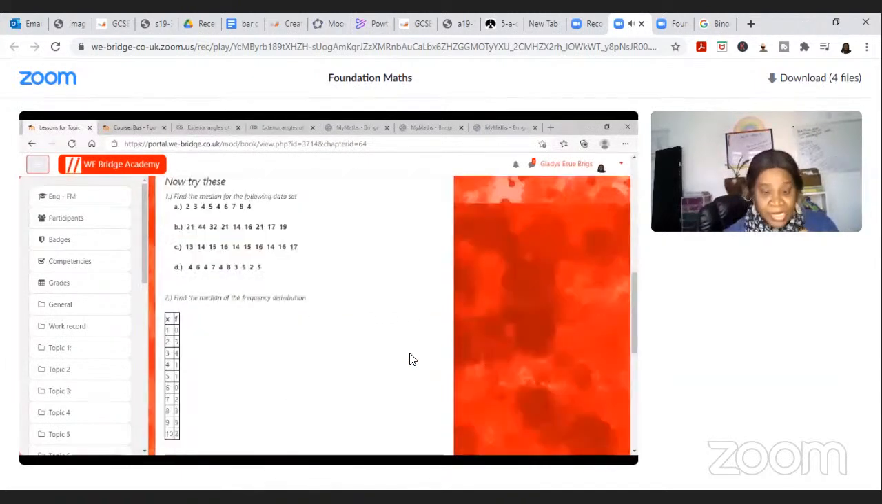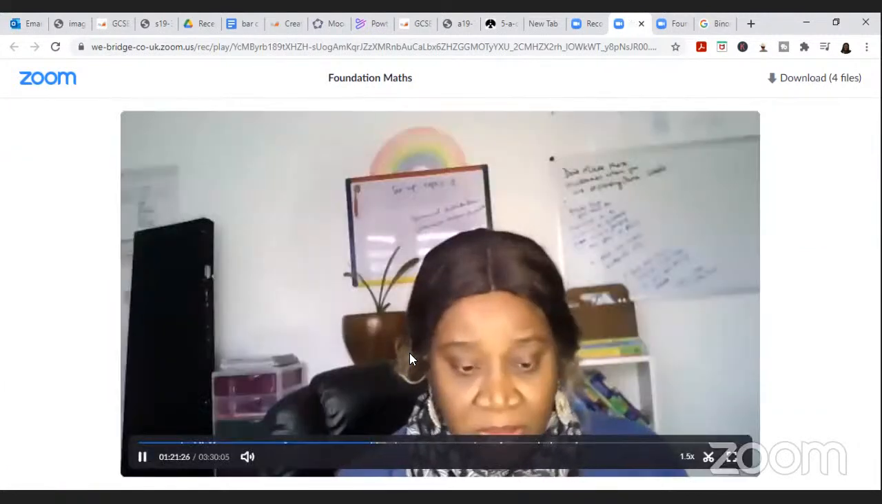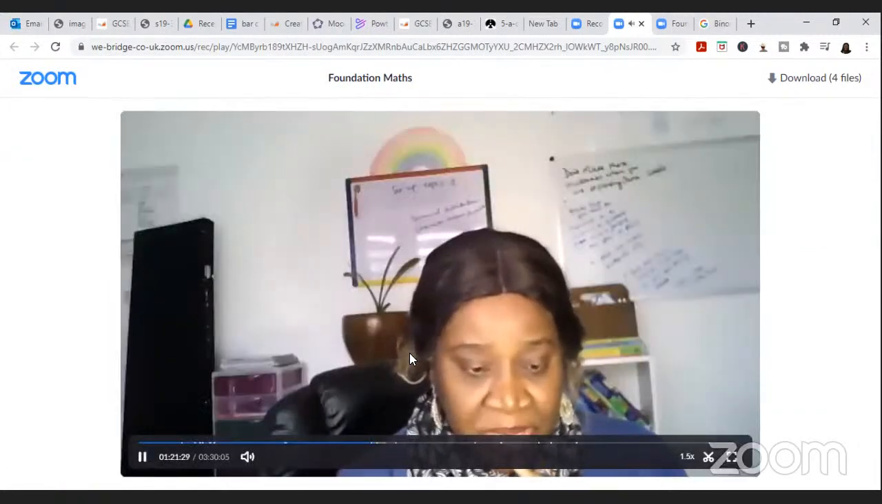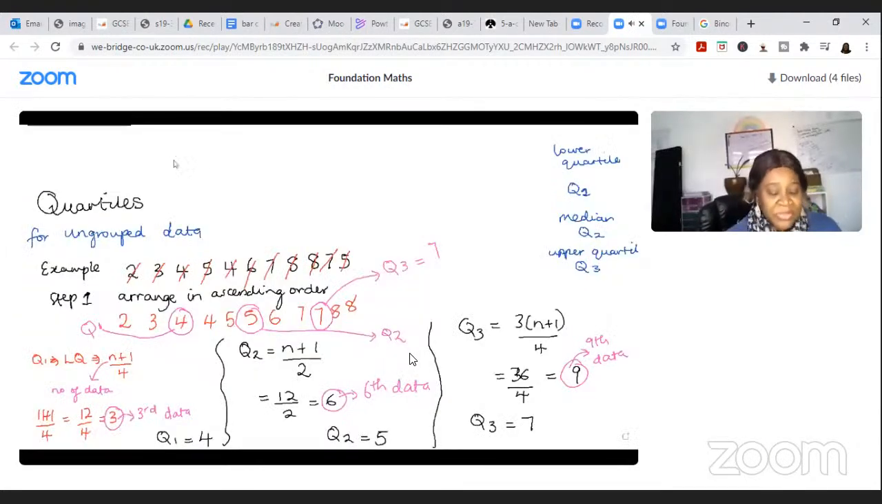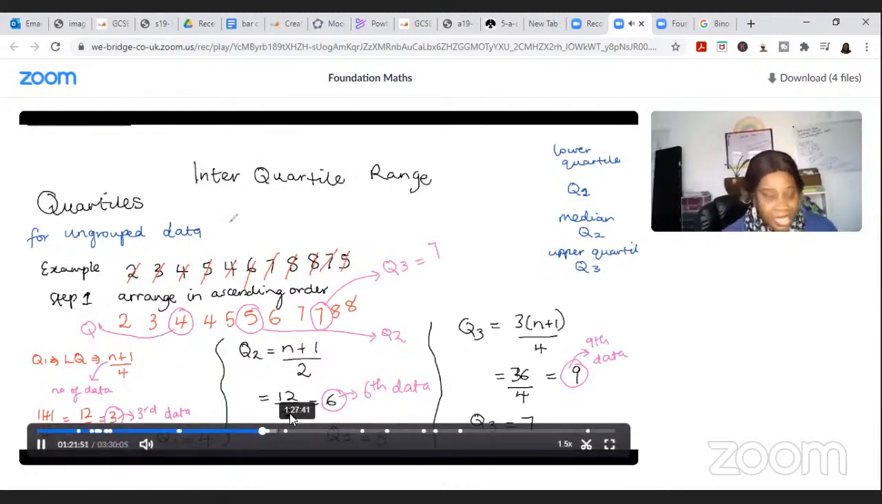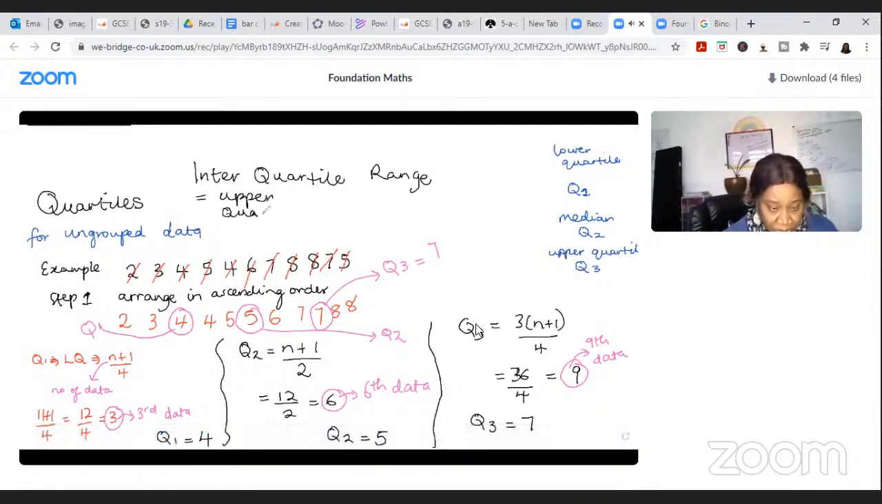Okay, so the last thing that we need to know is, let me stop the share, how to work out the interquartile range. Okay, the interquartile range. It's the difference between quartile 3 and quartile 1. So the upper quartile and the lower quartile. So it's equal to the upper quartile minus the lower quartile.